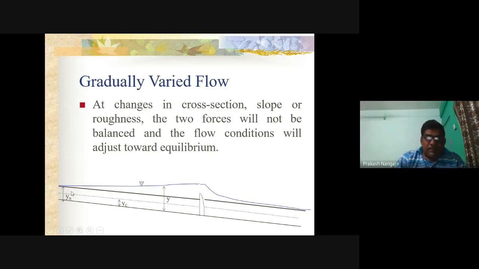So Yn is the normal depth of the flow, Yc is the critical depth of the flow, and Y is the actual depth of the flow. Let us compare these three depths: normal depth, critical depth, and the actual depth of the flow. So in gradually varied flow, at changes in a cross section, slope or roughness parameter, the two forces will not be balanced, and the flow condition will adjust towards equilibrium.